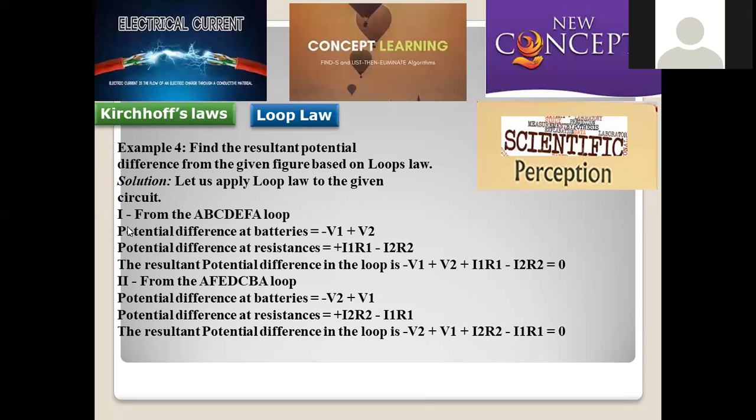So the circuit is provided, and here the loop will be A, B, C, D, E, F, A. So this is a kind of a circuit. A, B, C, D, E, F, A was taken, and the potential difference here, how many batteries are there? Again, two batteries are provided. Minus V1 plus V2 are given, because in one battery current is passing from the positive terminal, in another battery from the negative terminal. Then one will be assigned minus V1, second will be assigned plus V2, right?